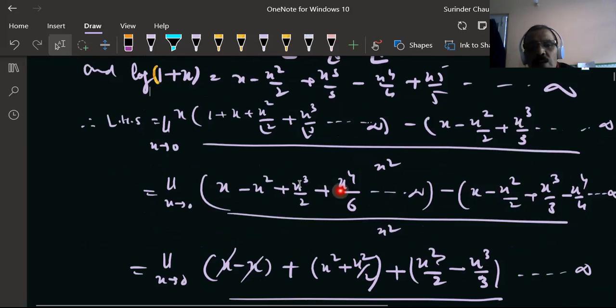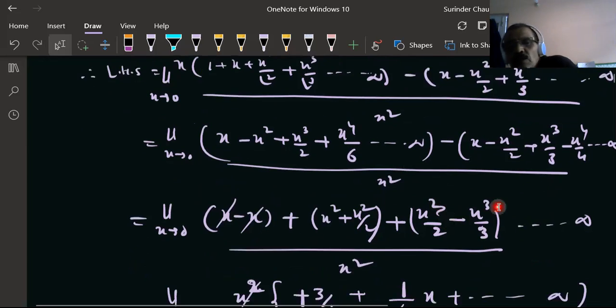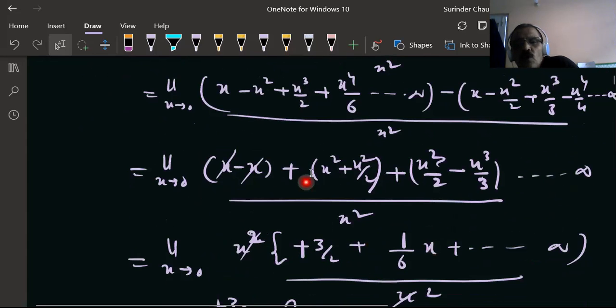Now rearrange the terms and cancel out the same terms: x minus x cancels, the x term, x squared term and x cubed term. Because you have only x squared in the denominator, you are supposed to write only up to one degree higher than the exponent, because this way it can be a limited polynomial in x. So you take the term of one degree higher. After simplification, this is equal to x squared plus x cubed by 2 plus x cubed by 2 minus x cubed by 3.